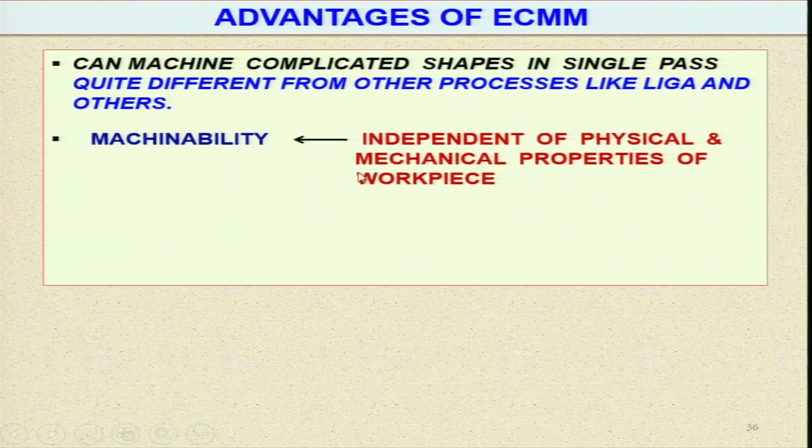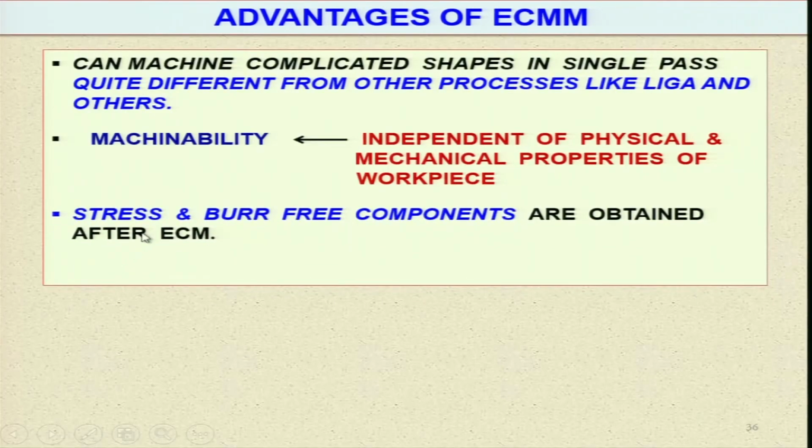Now, machinability is independent of physical and mechanical properties of the workpiece. Physical and mechanical properties of the workpiece like hardness, toughness or other magnetic properties or corrosive nature, they are not affected as long as machinability is concerned.